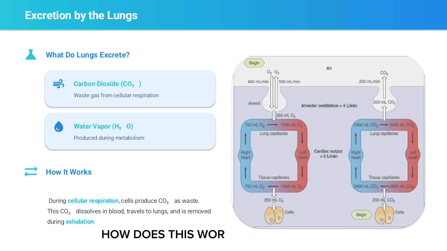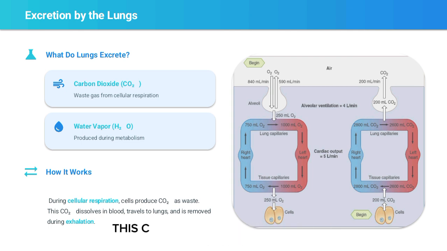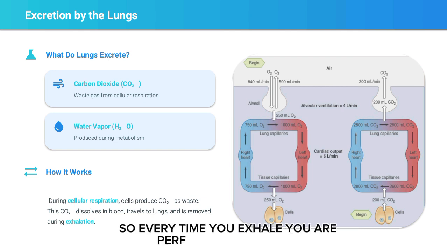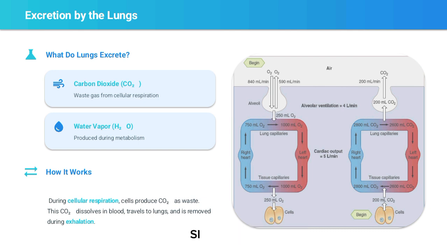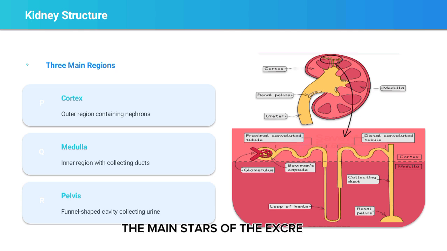How does this work? Here's the process. During cellular respiration, your cells use oxygen and glucose to produce energy. One of the byproducts is carbon dioxide. This CO2 dissolves into your blood and travels through your veins until it reaches your lungs. When you breathe out or exhale, the CO2 and water vapor are removed from your body. So every time you exhale, you are performing excretion. Simple, right? Now we move to the kidneys, the main stars of the excretory system.